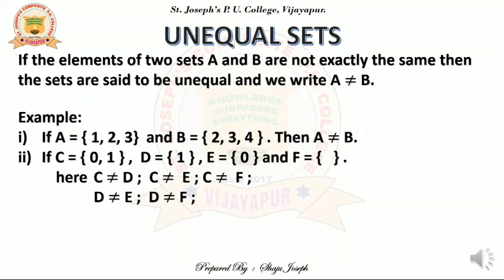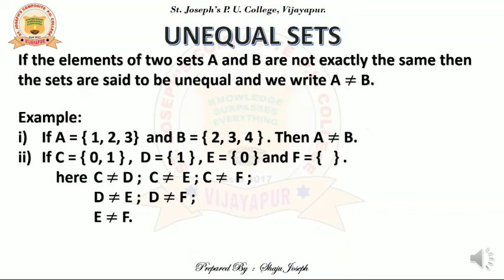How about D and F? See, D contains 1, but F is a null set. So the element of D, which is 1, does not exist in F. Therefore, we cannot say that they both are equal. We can say they both are unequal because elements are not the same.